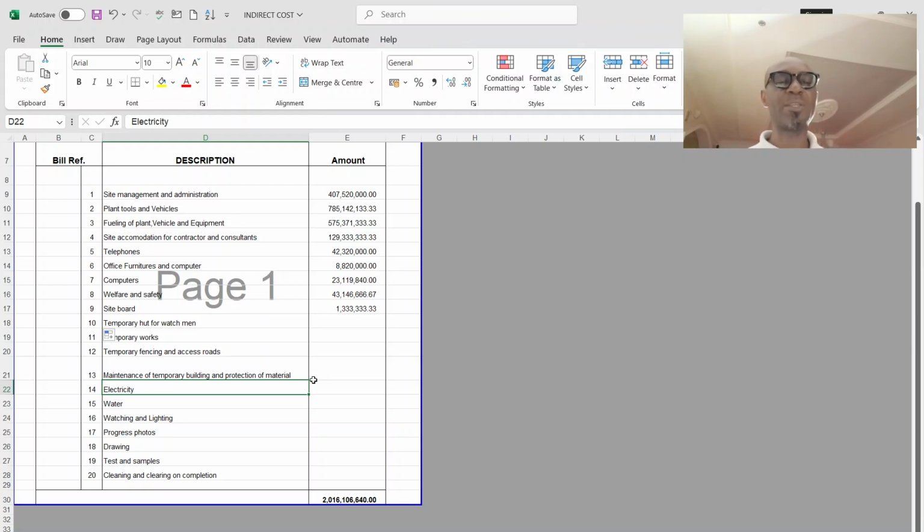So I hope I've been able to educate us on how to measure welfare and safety and the signboard.